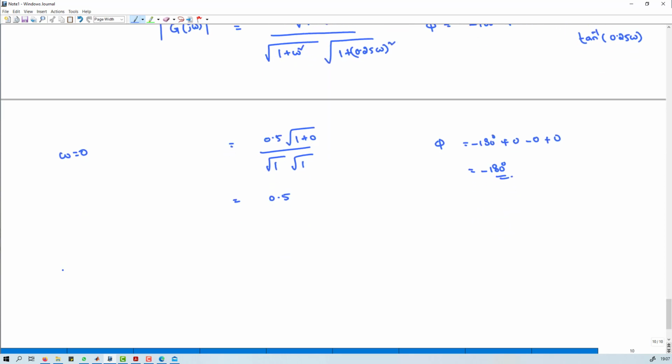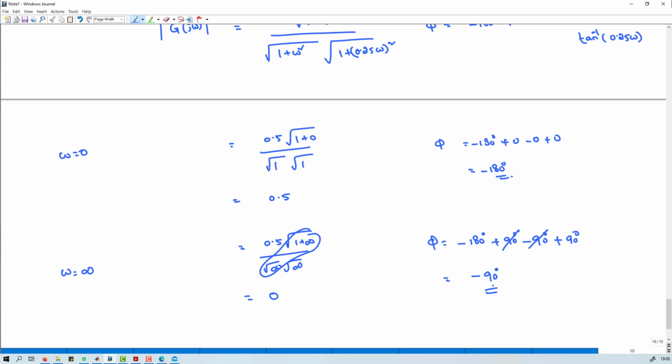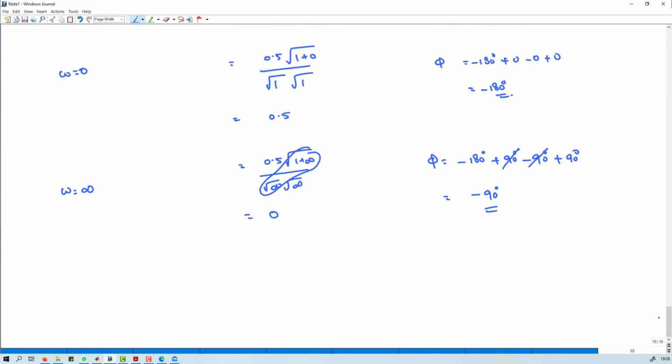Okay. So now at omega is equal to infinity. So infinity by infinity into infinity, right? So the denominator is more infinity, right? So that means obviously 1 by denominator, more infinity is there. So you'll get 0. And here phi is equal to minus 180 plus tan inverse of infinity, which is 90, plus 90 minus 90 plus 90. The 1 plus 90 and 1 minus 90 will go off. So you will finally arrive at a point of minus 90 only. So you got both the magnitude and angle here. So it will be easy to draw the polar plot.